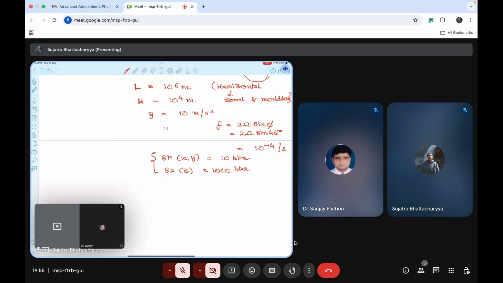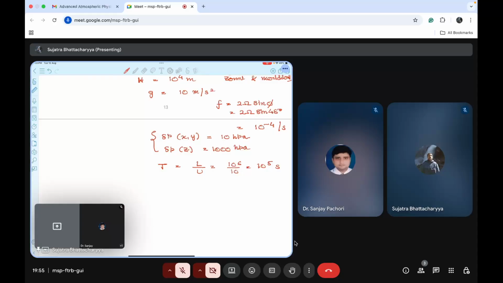What else? T. T can be found by L by U, that is, distance by velocity. So what will it be? 10 to the power 6 by 10, which is 10 to the power 5 seconds. That is the general time scale. You can understand this, right? Few days. So this is 10 to the power 5 seconds.